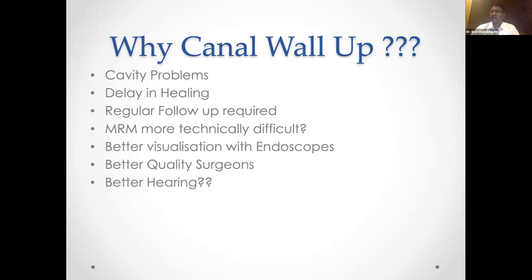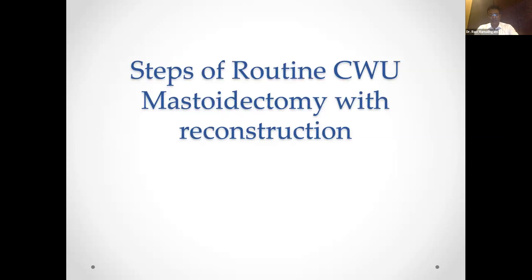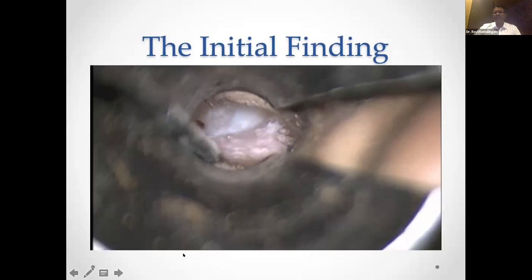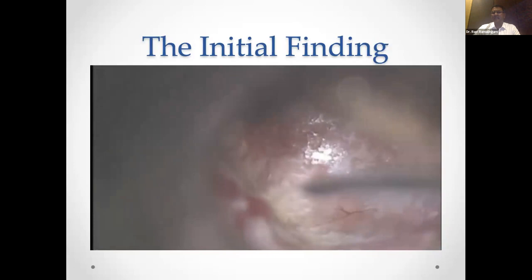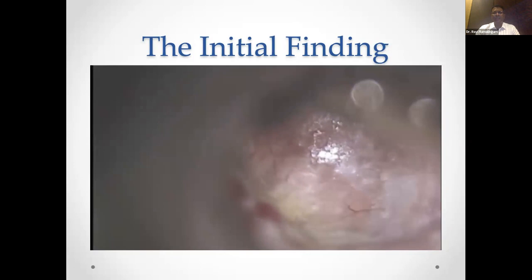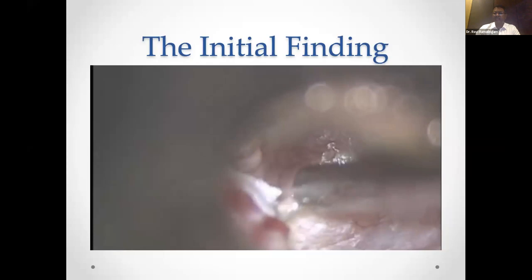So what I'm going to do in the next 10 minutes or so is run you quickly through what I would do as a routine canal wall up reconstruction. Here is the initial finding of a typical patient, a CSOM with a posterior superior cholesteatoma. The pars tensa looks intact, it's retracted. The malleus is foreshortened. You've got a little bit of granulation in the posterior superior quadrant. And if you suck in that region, you will find flakes of cholesteatoma. So that's the finding of the patient.